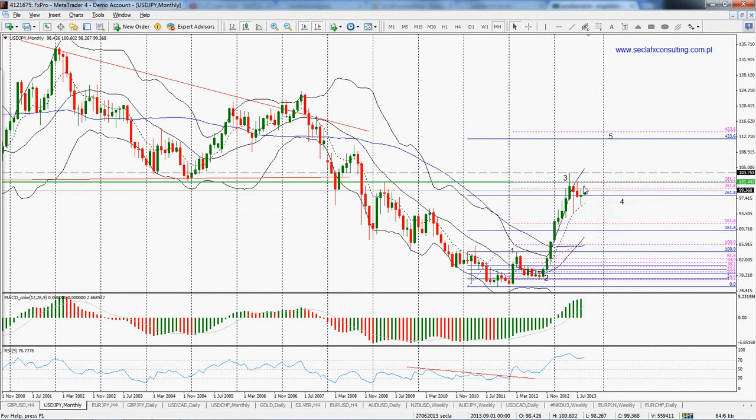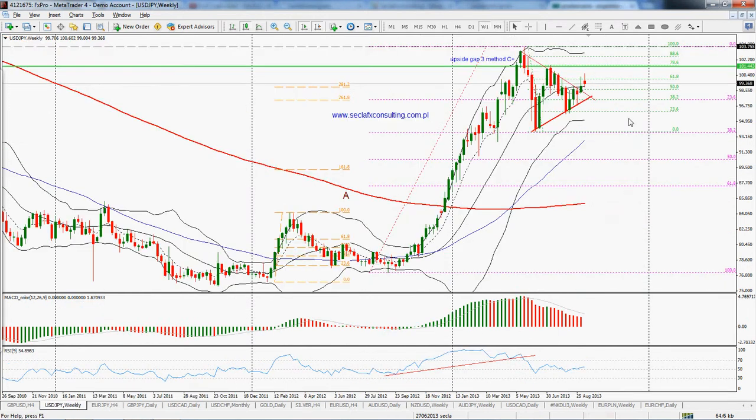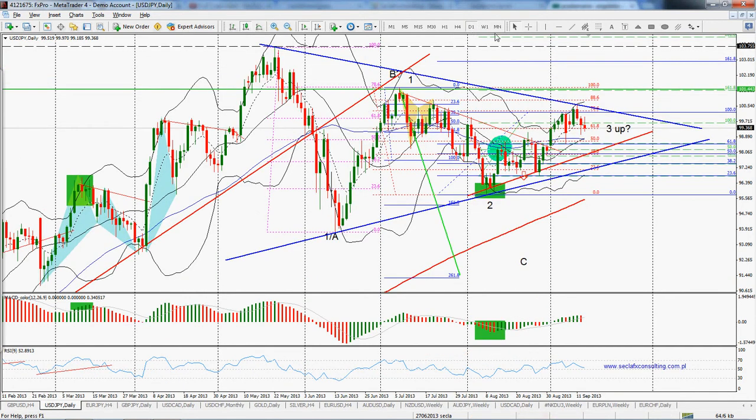monthly. Okay, there's not much to say about it at the moment. On a weekly, we've got a shooting star, yeah, a doji candle. Kind of weaker candle, which is still above this Bollinger upper band. Yeah, but watch what is happening on the daily chart.